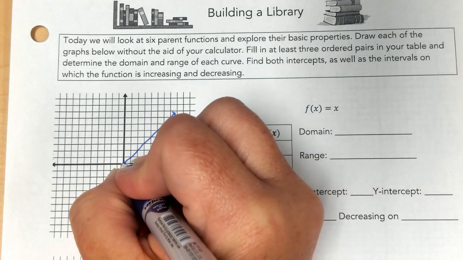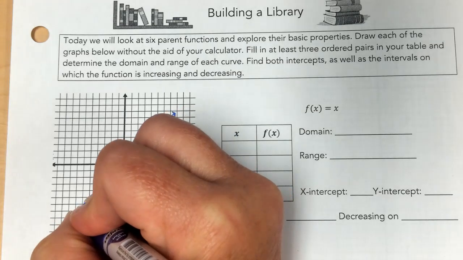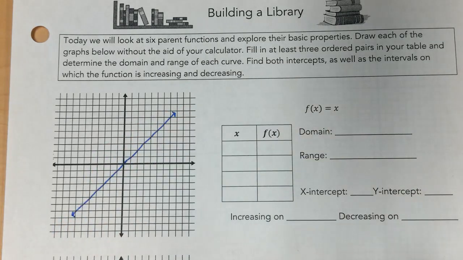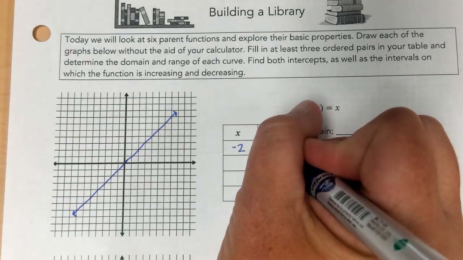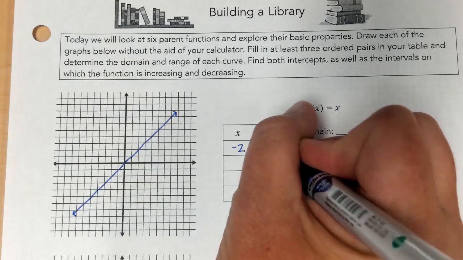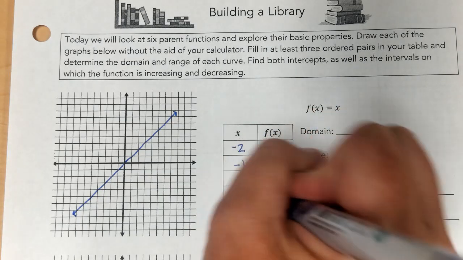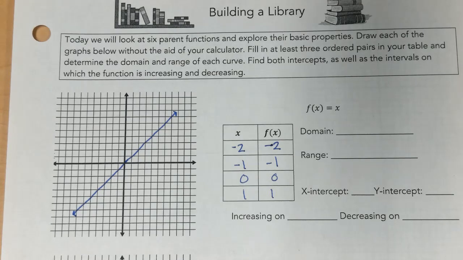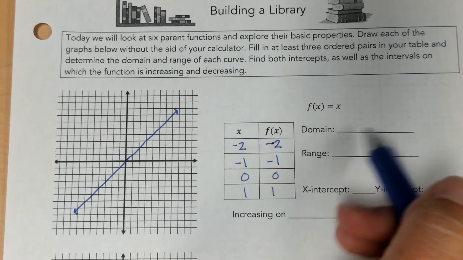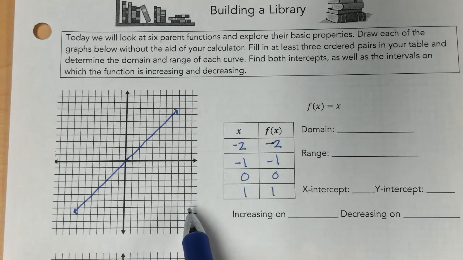If I don't know any points, what are our 5 magic points? Negative 2, negative 1, 0, 1, 2. You start at negative 2 and you go to 2. I don't care what points you use. So negative 2, negative 2; negative 1, negative 1; 0, 0; 1, 1. Sounds great. Okay, your domain is from left to right.